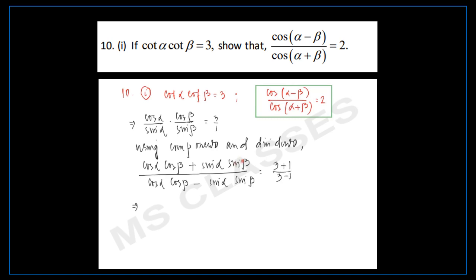Cos A cos B plus sin A sin B is what? Cos(A minus B), divided by cos A cos B minus sin A sin B, cos(A plus B), and it is 2. Now children, first of all, how does it come to our mind that we have to use componendo and dividendo? You can see, if you simplify this, you are getting cos alpha cos beta by sin alpha sin beta. So there are two parts of this formula. If we apply componendo and dividendo, we can do it very easily. We know the formula, done.